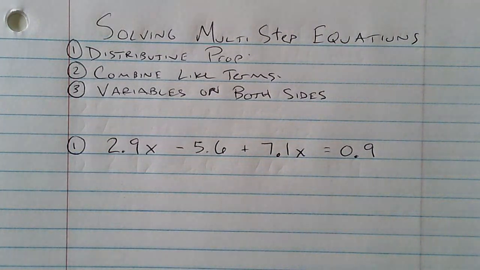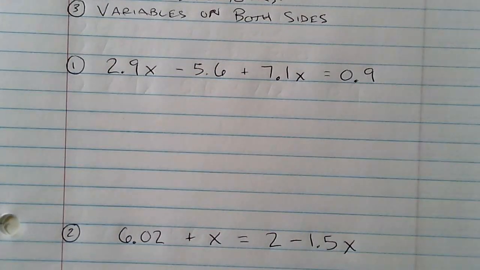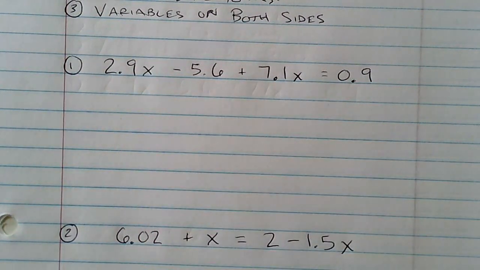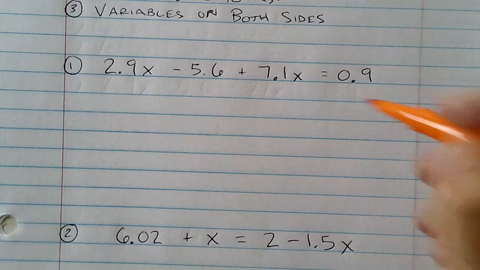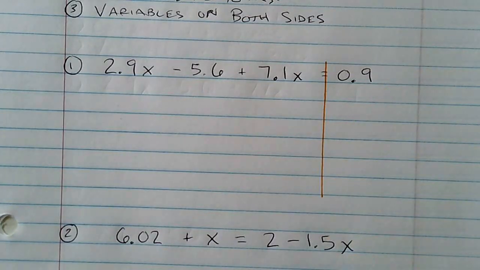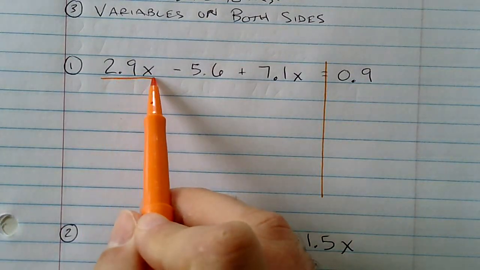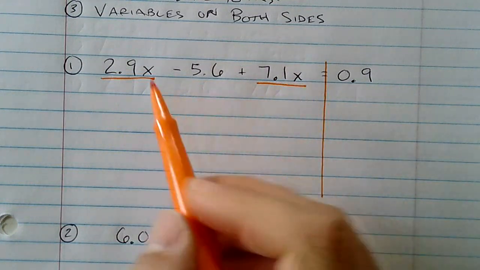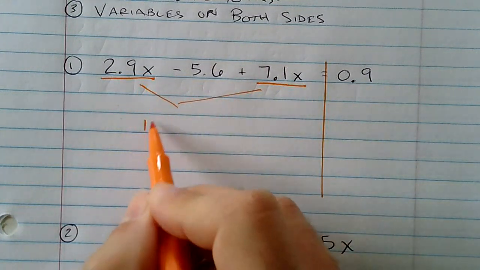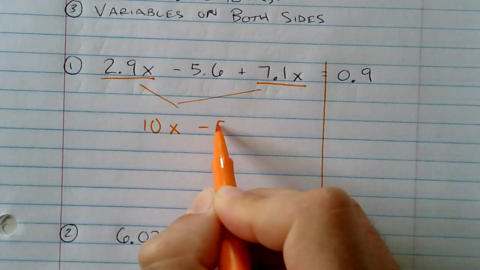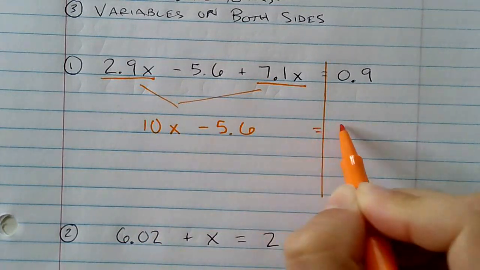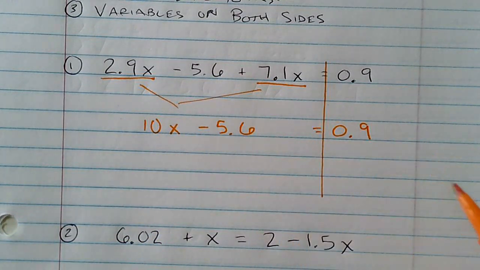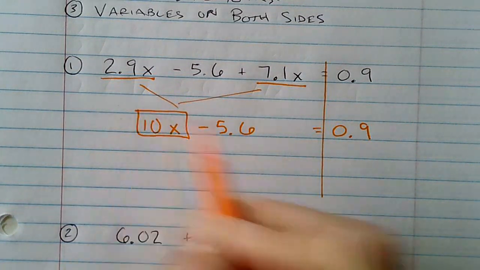So, a multi-step equation, but we're just going to throw some decimals in here. We're just going to use a calculator to speed up this process and go from there. So, multi-step equation, I don't have distributive property. I do have things I can combine. So I'm going to draw my line here, and I'm going to combine my 2.9x with my 7.1x. That's going to make 10x minus 5.6 is equal to 0.9. And from there, I got a two-step equation.